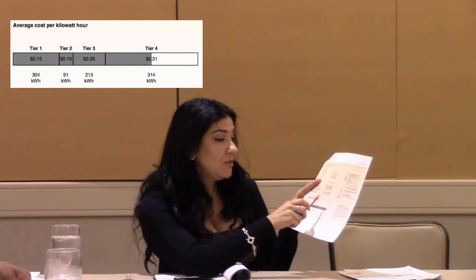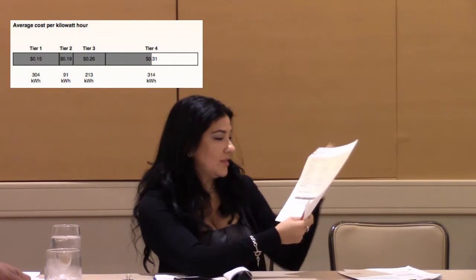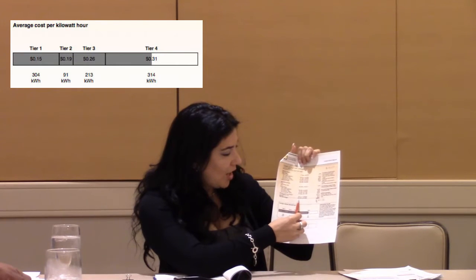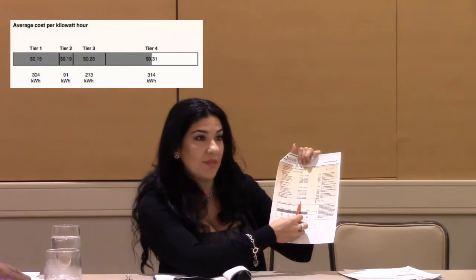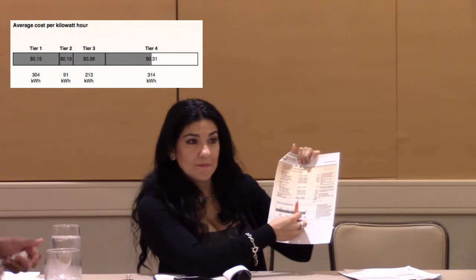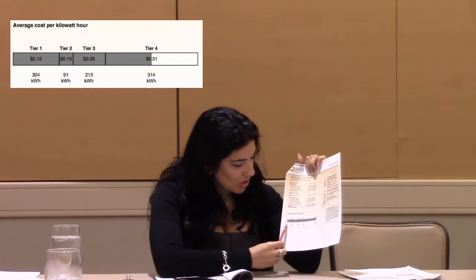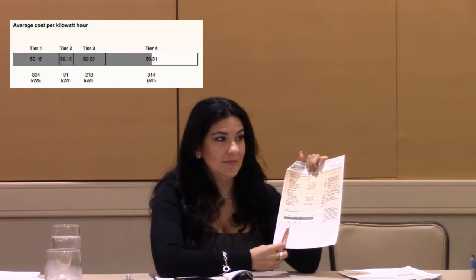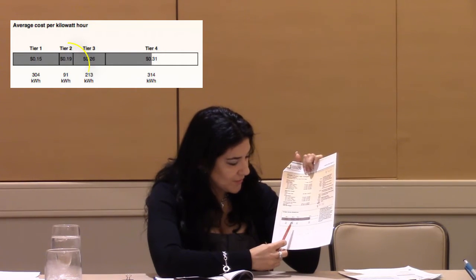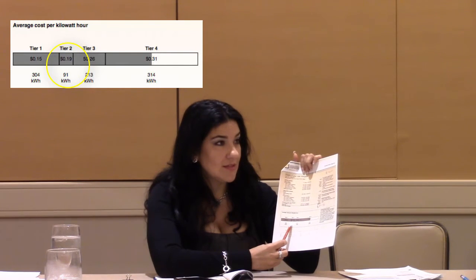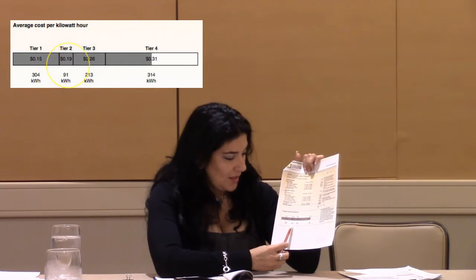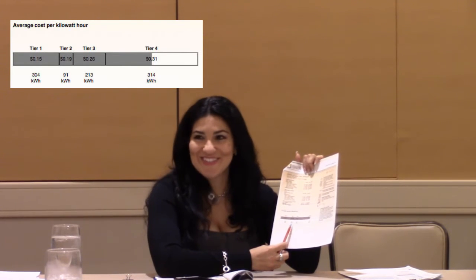Now, let's look at your bill. Right here at the bottom, how many kilowatts did you use this month? 922. So in tier 1, they are charging you 15 cents for 304. So you already passed that, didn't you? Yeah. Okay, so let's go to tier 2. Tier 2 is 19 cents, and they are letting you use 91 kilowatts extra. Oh, they're so generous.